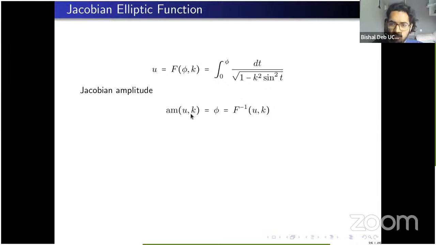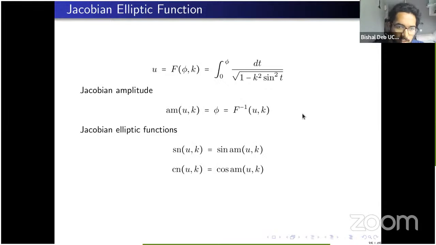So it's a function in two variables. And the Jacobian elliptic functions are doubly periodic functions. So sn(u, k) is the sine of this amplitude, and cn is the cosine of this amplitude. There are more Jacobian elliptic functions, but let me go ahead. So this is how the Jacobian elliptic functions are defined.